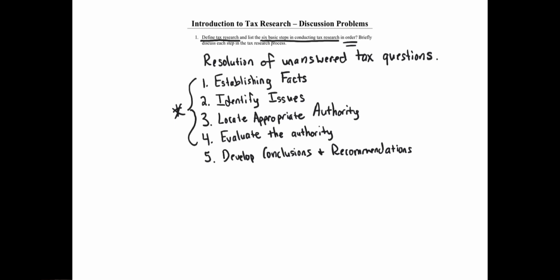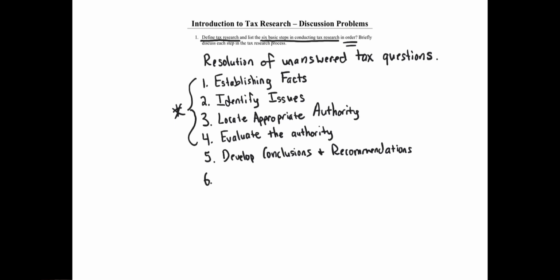Step 5 is just taking, you've gone through, you've got the facts, you've got the issues, you've taken the authority, you've applied it to the facts, you've made your arguments, and now you're saying, based on what I just said, it's more likely than not that this is the case. Something is deductible. Something is included in income. A credit's allowed to be taken. There you go. Just like that. So developing conclusions and recommendations is more towards the end of the steps.